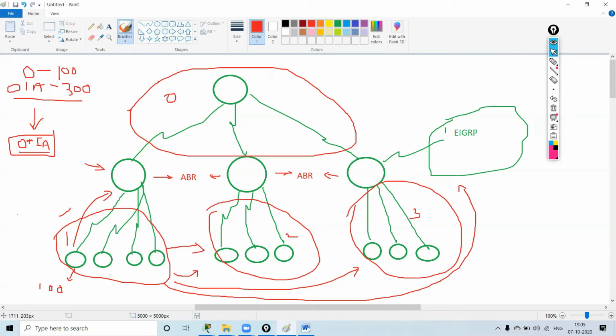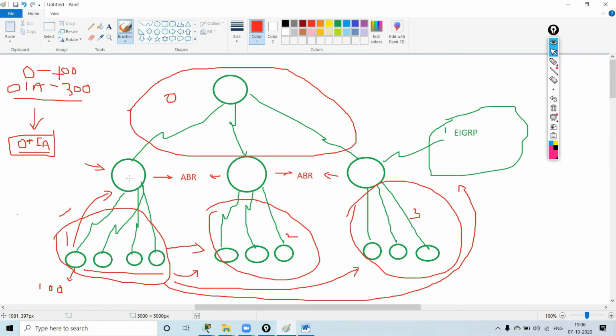OSPF stub will stop your LSA 5, the external LSAs. It reduces the size of the routing table. OSPF stub allows the router in an area to use default routes for forwarding packets to the ABR rather than more specific routes. So there is no need on these edge routers, I don't need any specific routes. Why? Because wherever I want to go, I have to go to the ABR router. That is the reason it will reduce the memory consumption and CPU processing time on the routers inside the area.